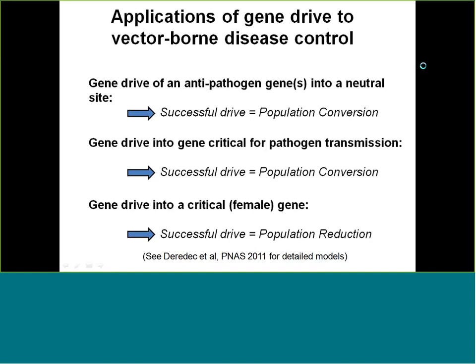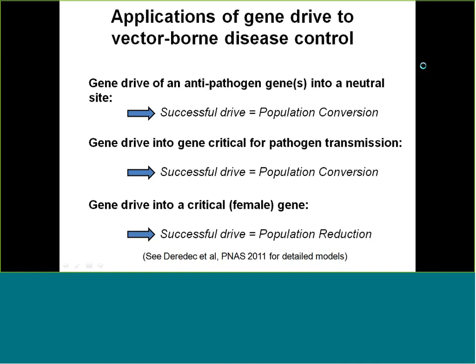You can do the same thing without an anti-pathogen gene by driving your gene drive system through or disrupting a gene that's critical for pathogen transmission. So this would be a host factor that's required by a pathogen, so a receptor for a virus or another host factor that's important for the development of a parasite. And then successful drive would mean that that gene is no longer present in the host population, and the pathogens would die out as well. And again, ecologically, the vectors would stay in the population, but they would no longer be disease vectors.